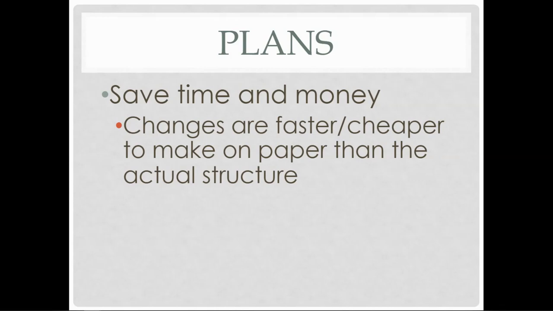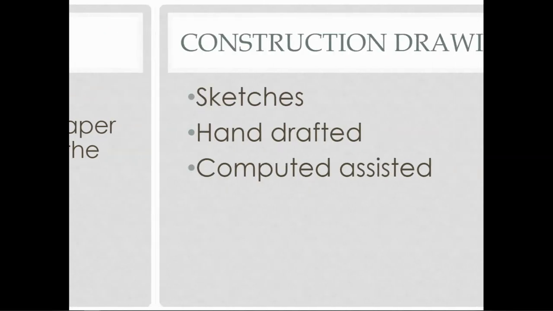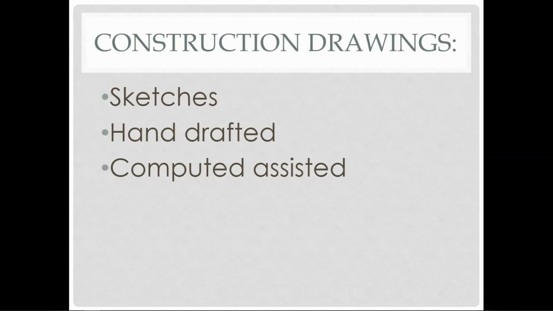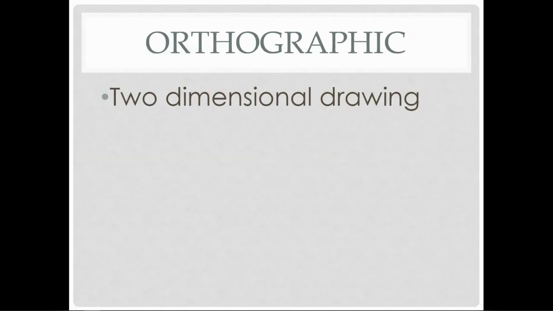We talked about how plans are going to save us money because we don't have to make several trips to the store. It's easier to make changes on a piece of paper than it is if you have CAD. So it's going to save us time in addition to saving us money. We have sketches, hand drafted, and computer assisted. Sketches is where you just have a rough idea and you draw it down on paper. And then when you actually take that idea and you draw it out, that would be a hand drafted design. And then computer assisted is CAD. And that's when you need a lot of detailed information.